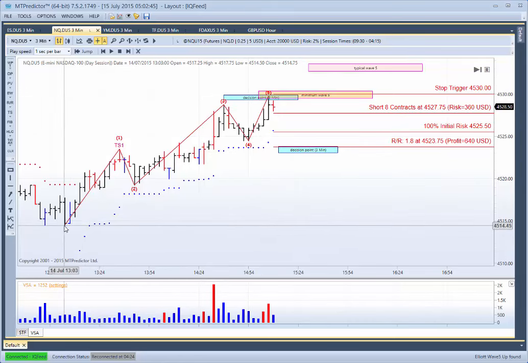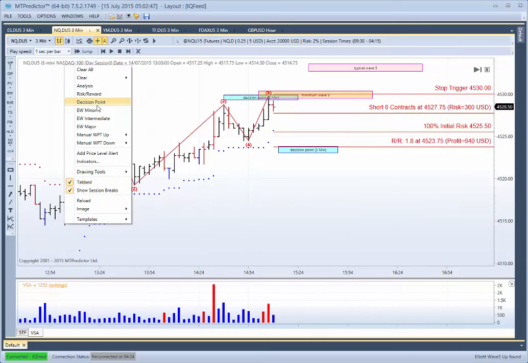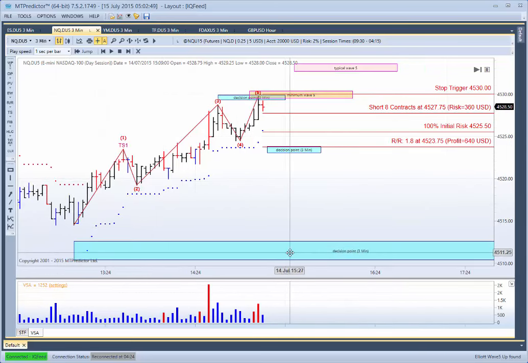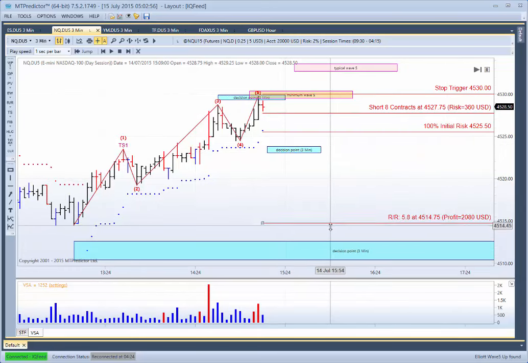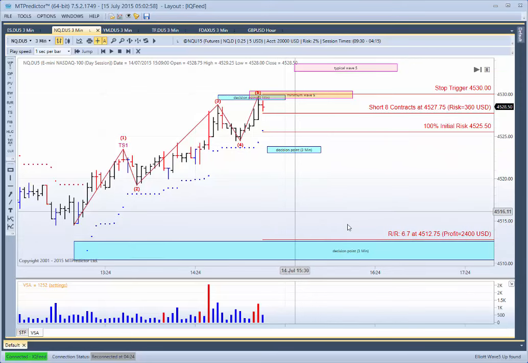So we can go back to the start of the sequence here, right mouse click, and place another DP on to give us another target down here. So rather than anticipating the market's going to go to this first target, we actually anticipate the market's going to go all the way down here, and you can see suddenly the profit looks a lot healthier at approximately 6R.